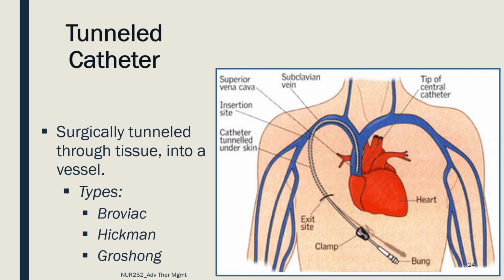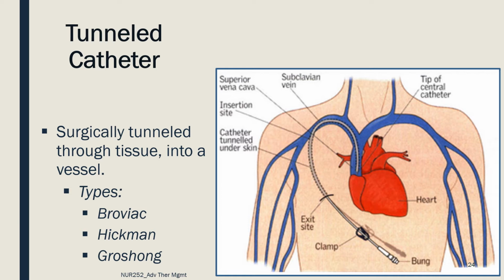The distal catheter tip is advanced into the vessel and placed in the superior vena cava, while the proximal end is subcutaneously tunneled to an incision exit site on the anterior trunk of the body. Advantages include the ability for longer use and a decreased risk of infection due to the distance between the venotomy and the skin entry site.